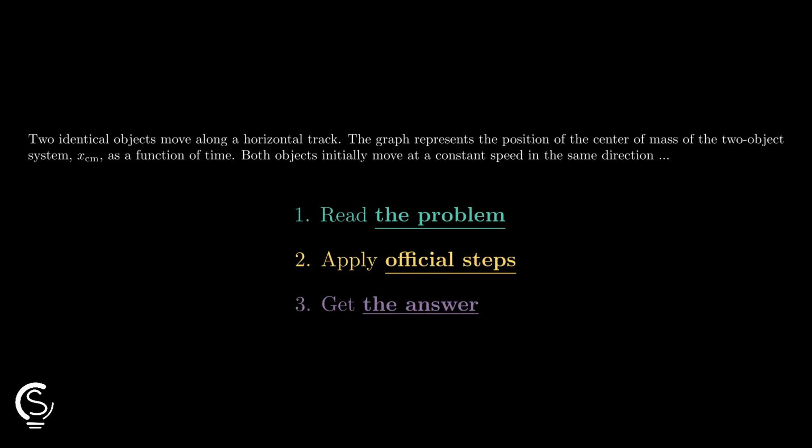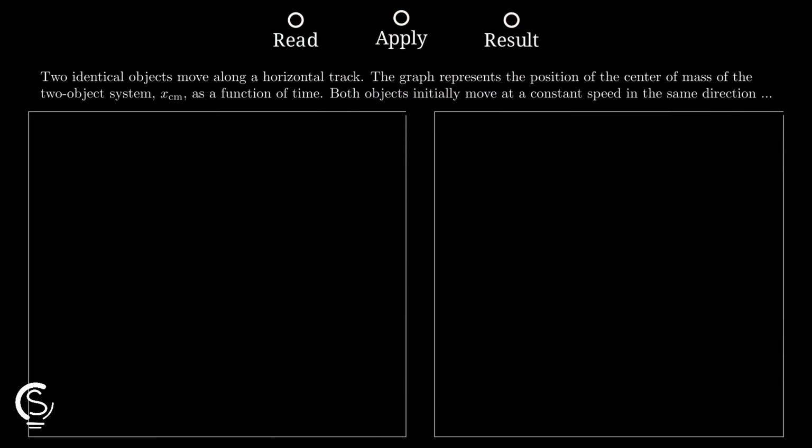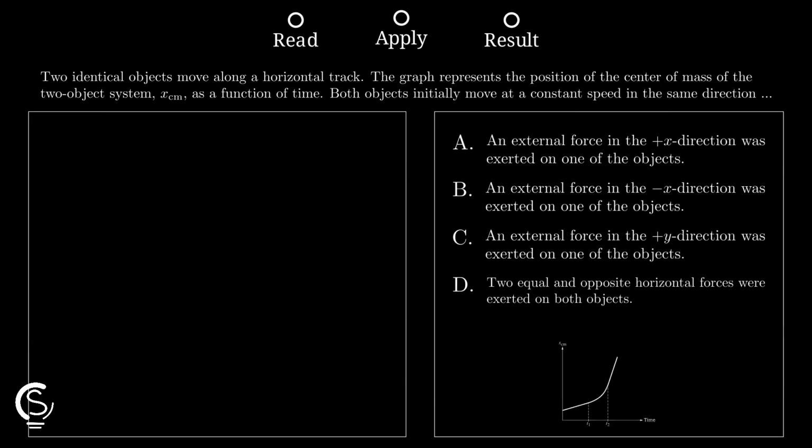Position graphs for center of mass can be tricky, but we will solve this fast. Let us analyze the slope to find the correct answer. The slope of the center of mass position graph represents the velocity of the entire system. Notice how the slope increases between time 1 and time 2 on the provided graph.